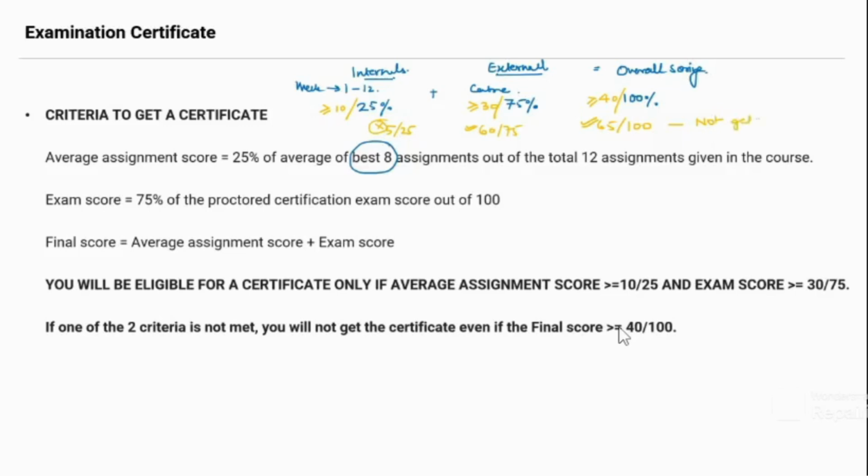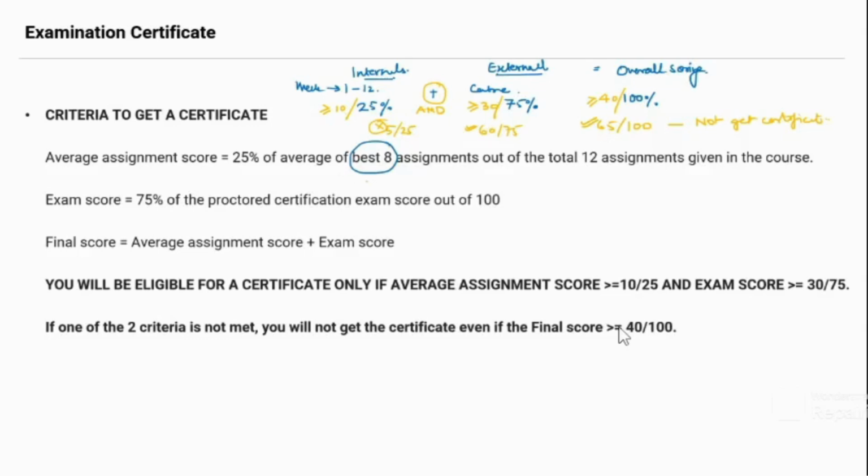Not get certificate. Okay, because this is an and condition. You will know the and condition says that both the conditions have to be met. So it cannot happen that you skip the internals and just give your externals and score six for more than 40 marks, you get certificate. No, you will not get.